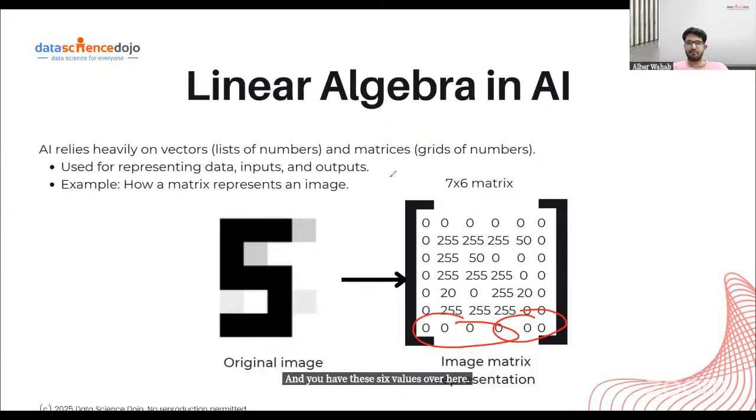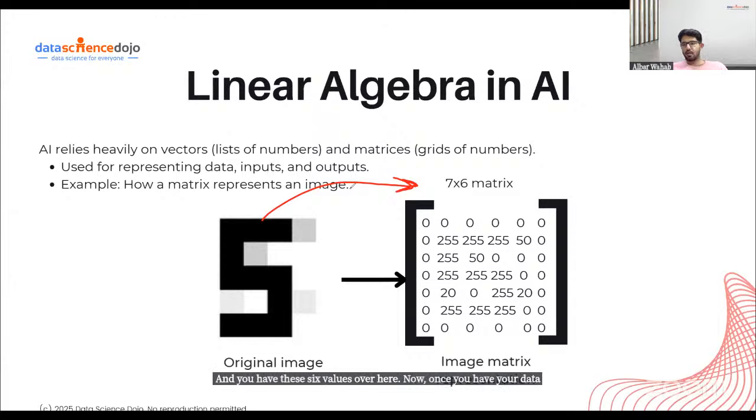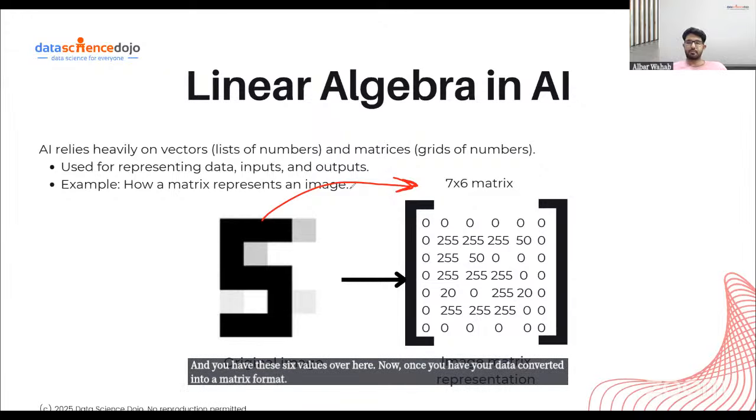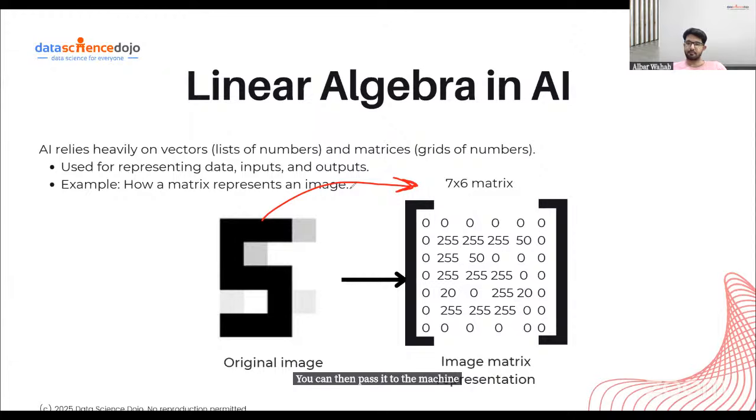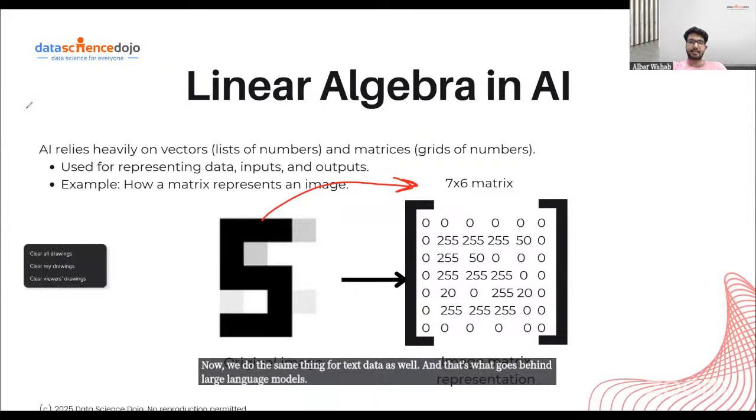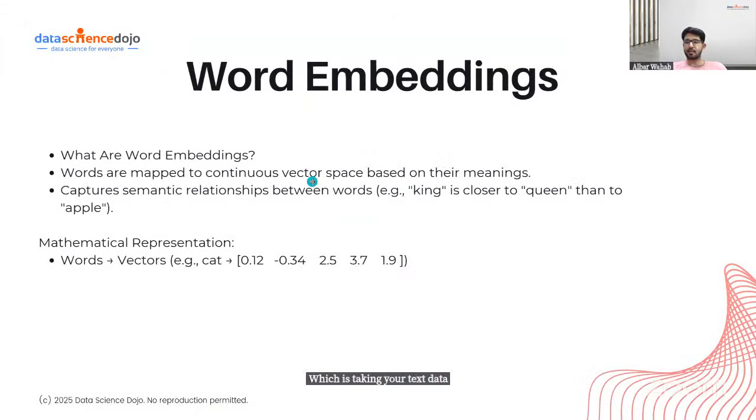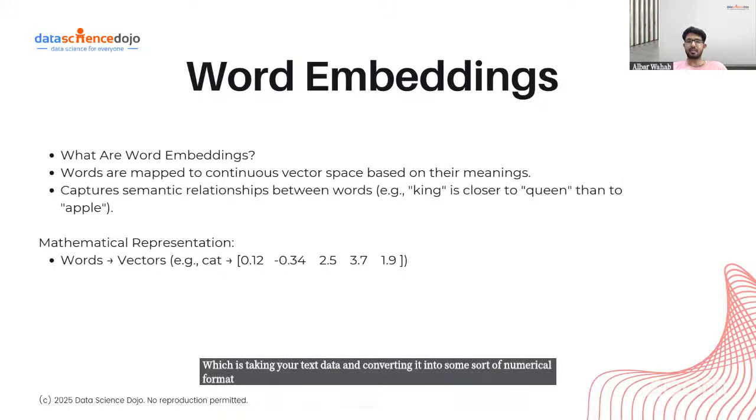Now, once you have your data converted into a matrix format, you can pass it to the machine and it will be able to interpret it, and it can apply different processing and calculations on top of it. Now, we do the same thing for text data as well. And that's what goes behind large language models, which is taking your text data and converting it into some sort of numerical format. And this is achieved with the help of word embeddings.